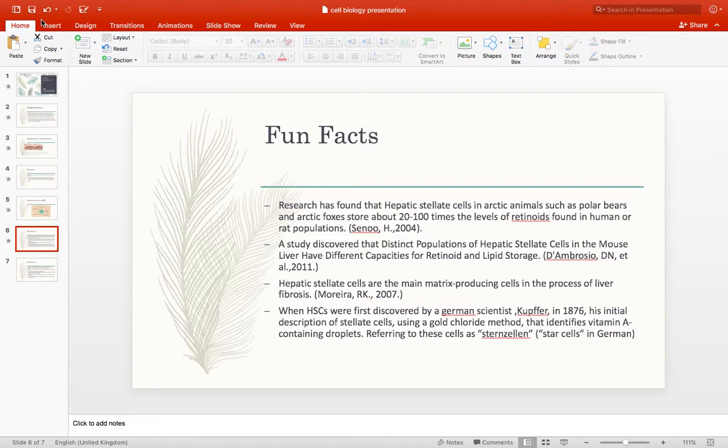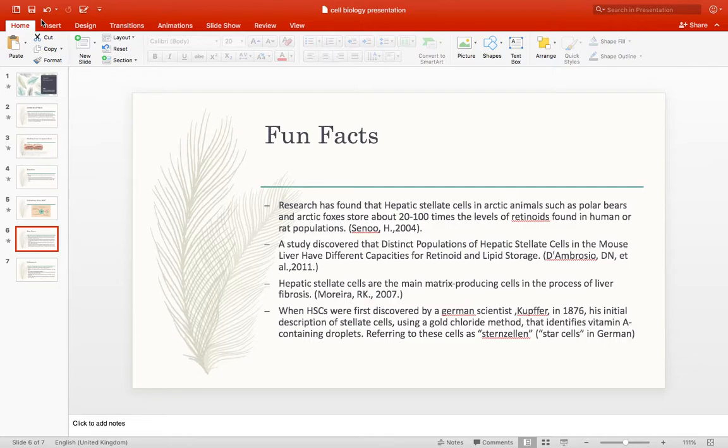Now on to the fun part, the fun facts. Research has found that HSC in Arctic animals such as polar bears and Arctic foxes store about 20 to 100 times the levels of retinoids found in human or rat populations. A study discovered that distinct populations of HSC in the mouse liver have different capacities for retinoid and lipid storage.